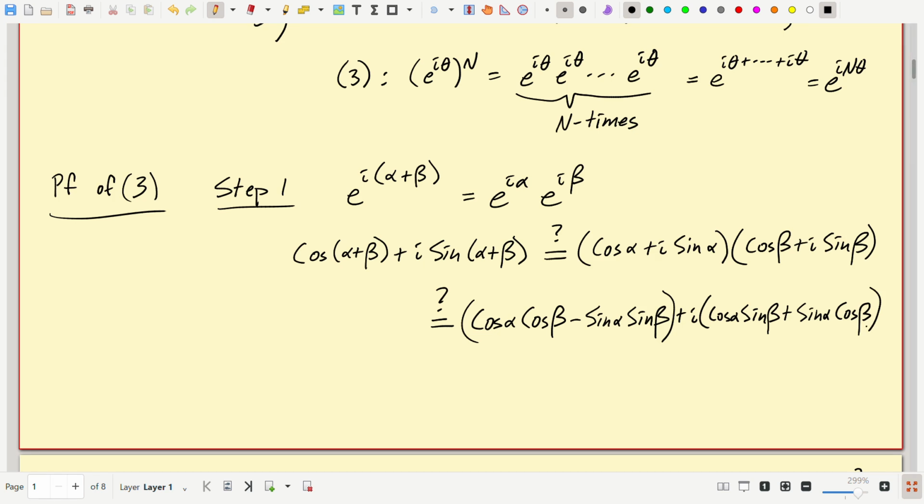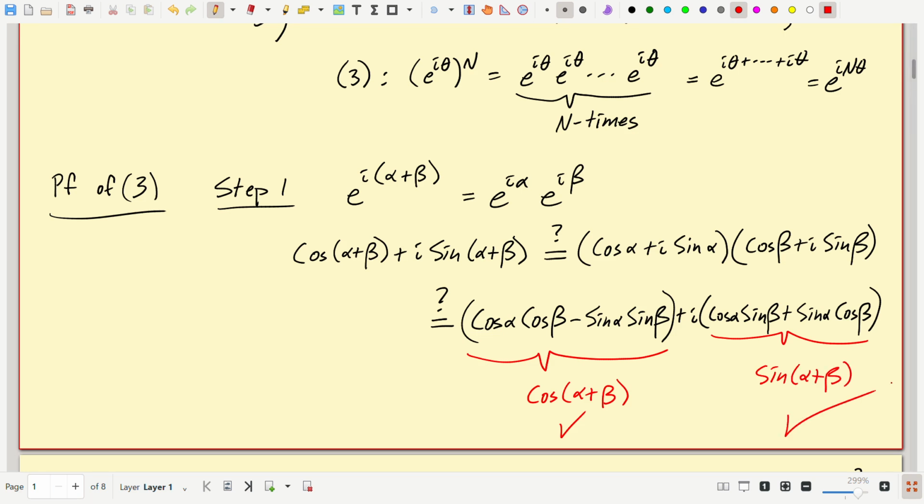And sure enough, those things are equal because this is the sum of angles formula from high school, cosine alpha plus beta, so check. And this is sine alpha plus beta, so check.